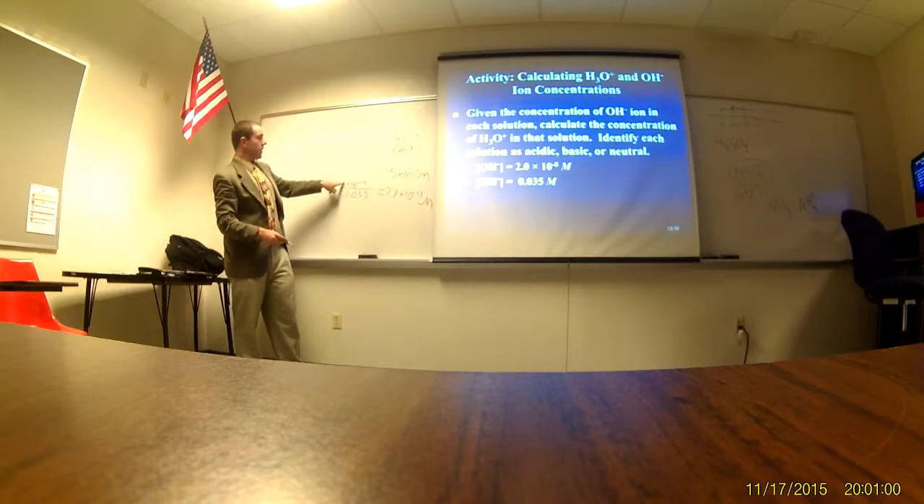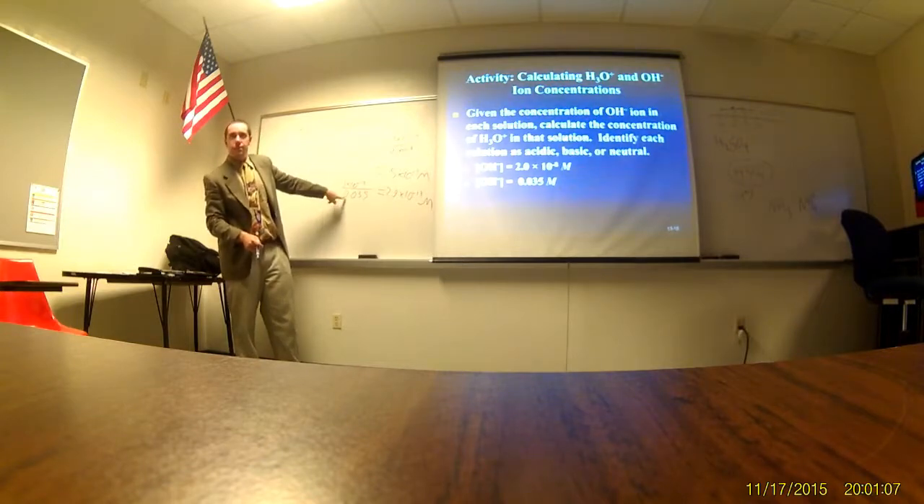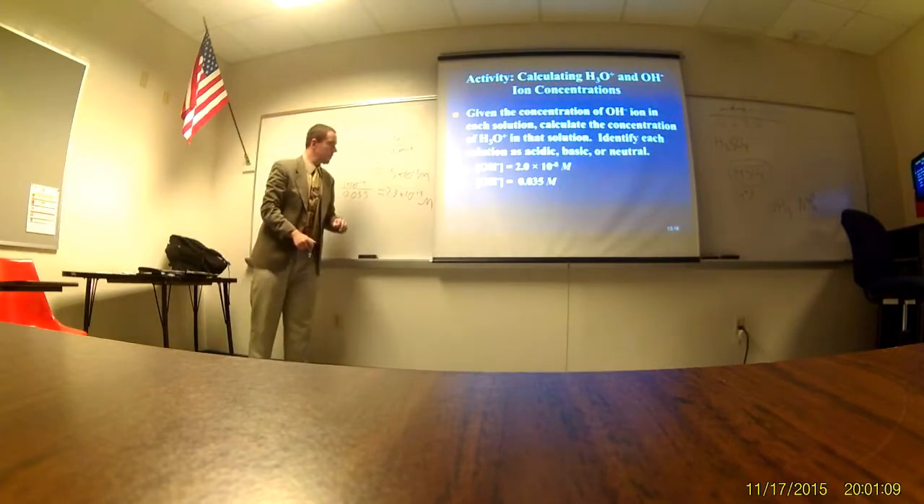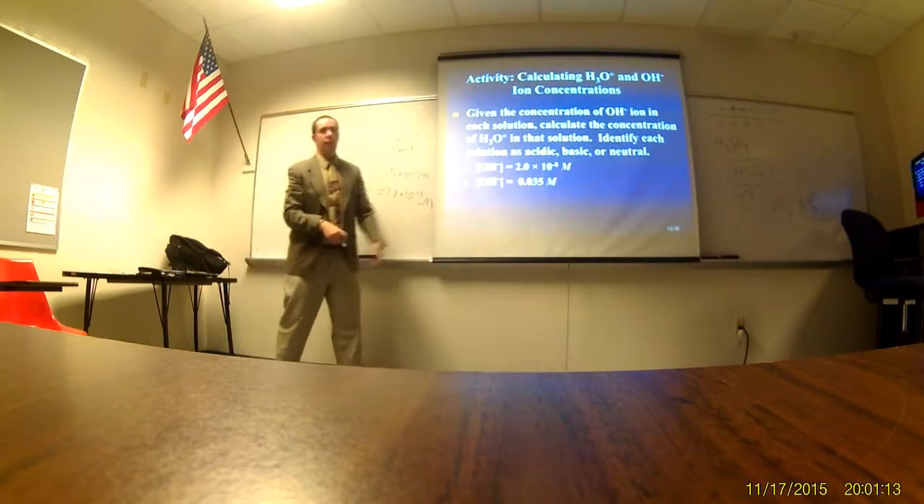And that's a definition. That's 1 times 10 to the negative 14. So our sig figs are going to come from that. So you just take Kw divided by the one that you know, and that gives you the other one.